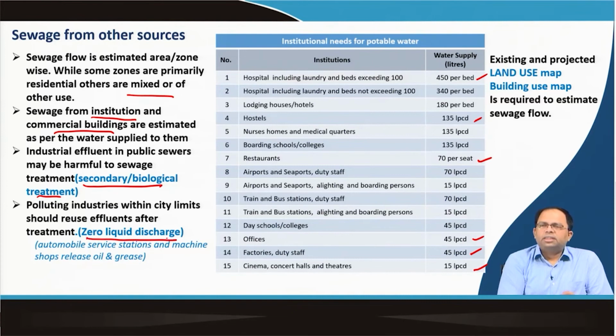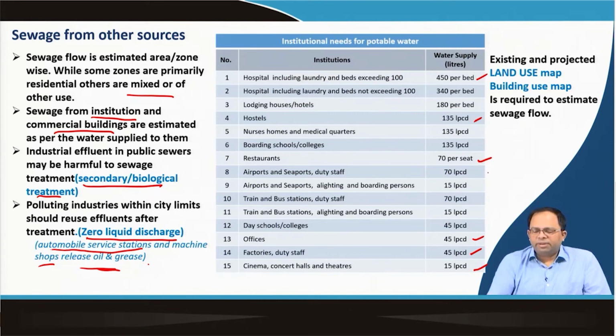Zero liquid discharge is the policy that we follow, and particularly this has to be maintained for automobile service stations and machine shops, which have a lot of oil and grease. If we allow them to release water into the municipal drains, they release this kind of oil and grease into the system, which messes up the entire system. So, there has to be prevention for that. Even though in Indian cities we try to follow zero discharge, sometimes these rules are not followed. So, that is one big challenge that we have to overcome.